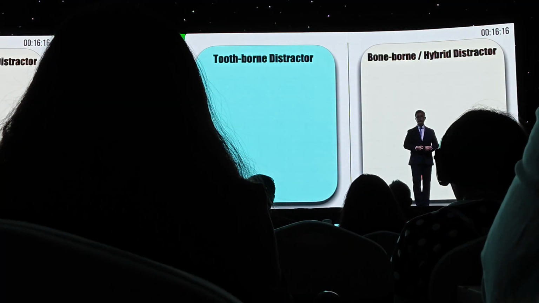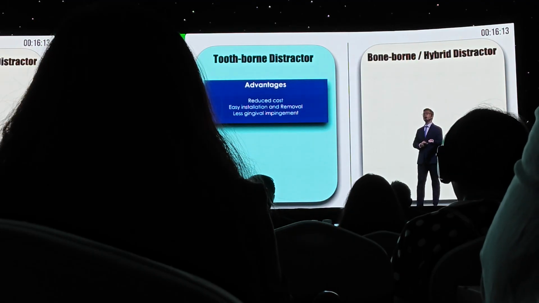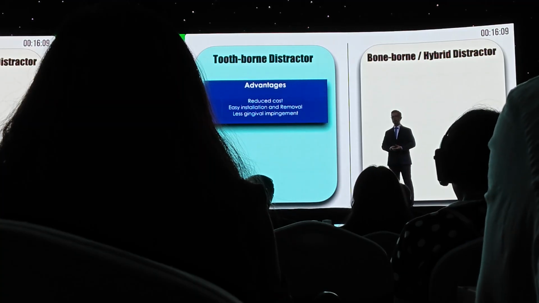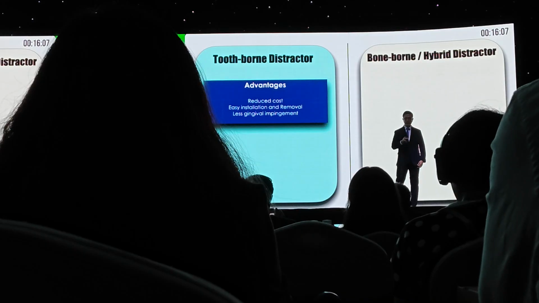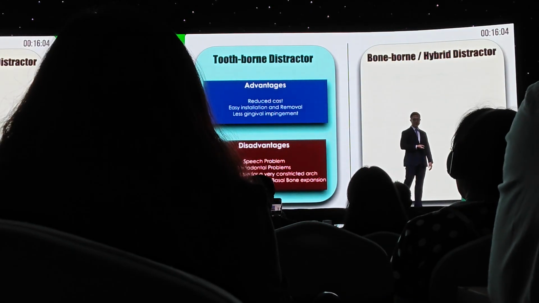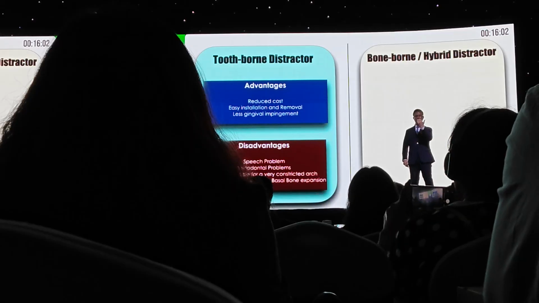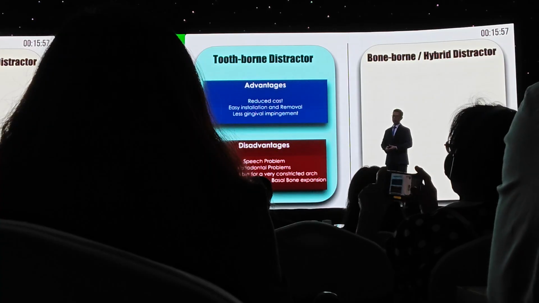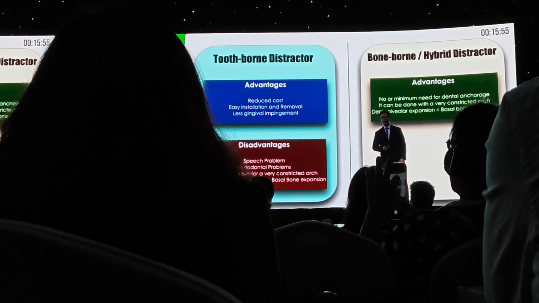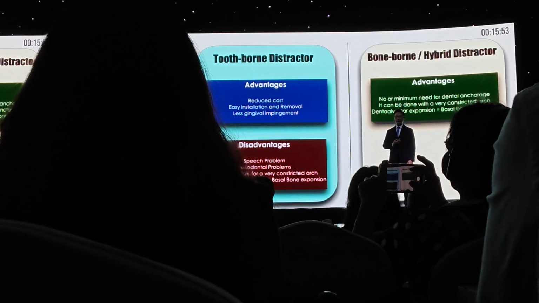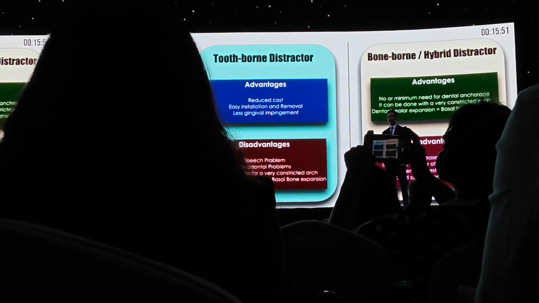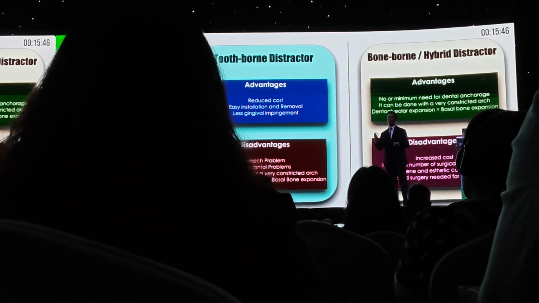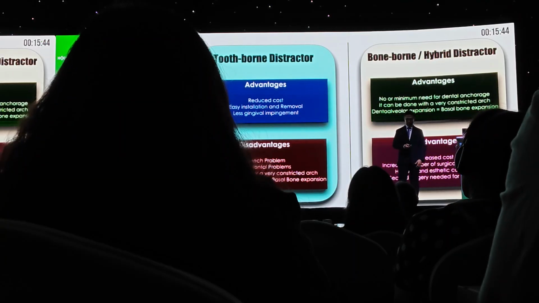This type of two-bone distractor has the advantage of being pretty cheap, the same as RPE. It's a reduced cost, with easy installation and removal. You don't need a second surgery, and there is less gingival impingement. However, the problem is speech problems because it's positioned on the lingual side, and you will have some periodontal issues. The bone-bone or hybrid distractor has the advantage of no minimum need for dental increase. However, the problem is you have to do a second surgery to remove them. So you have to make the decision which one you would like to use.